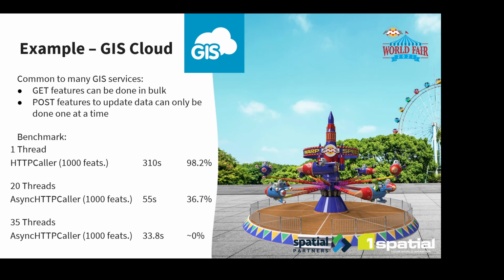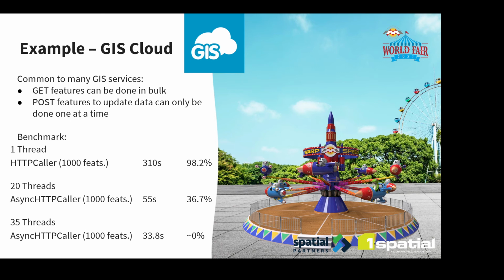So a web mapping product that Spatial Partners is quite fond of and frequently recommends is GIS Cloud. And like many other web-based GIS services, it's possible through their API to get features and do this in bulk, get large pages worth of features, and that's relatively efficient. However, if we're going to update the feature, their API, quite sensibly, requires us to specify which feature we wish to update. And this means that we can only do that one at a time via their API.